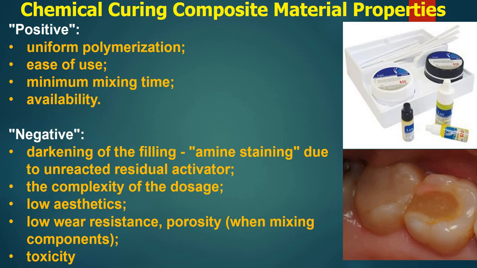Negative properties of chemical curing composite materials: darkening of the filling, amine staining due to unreacted residual activator. The complexity of the dosage. Low aesthetics. Low wear resistance, porosity when mixing components, and toxicity.